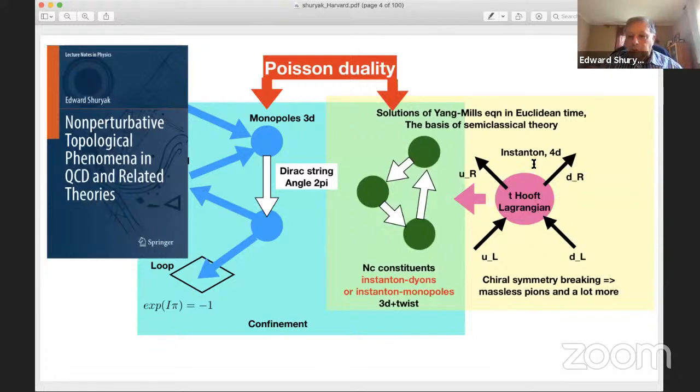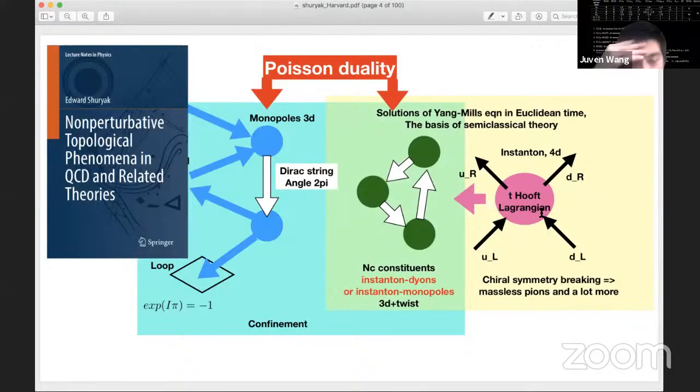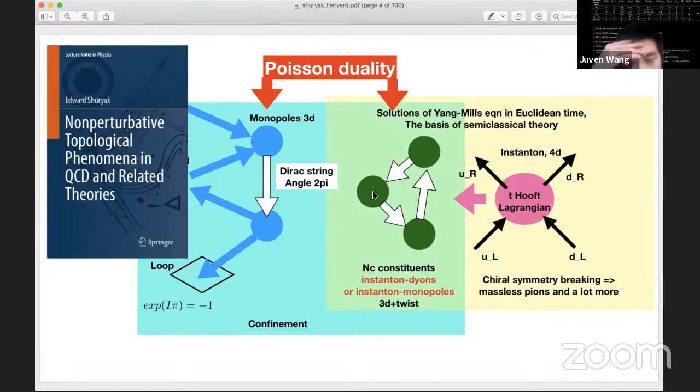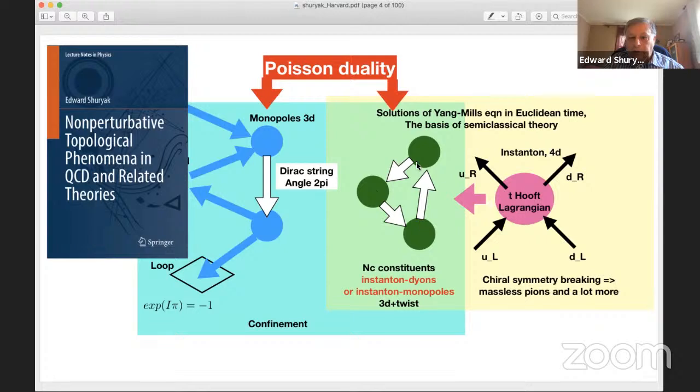So instanton has topological charge, integral G G dual. Let's define this as the second Chern class, C2. Its constituents happen to be monopoles, so they also have magnetic charges. That's why they are connected by these lines. But they also have some electric charge, which we may or may not call electric charge. They are self-dual, electric and magnetic equal. Yes? They are different from Dirac monopoles, which are pure magnetic. Yes, I agree. So they do have magnetic charge and Dirac string, but they have more. They also have topological charge and electric charge in quotation marks. They're self-dual. The monopoles are just magnetic.